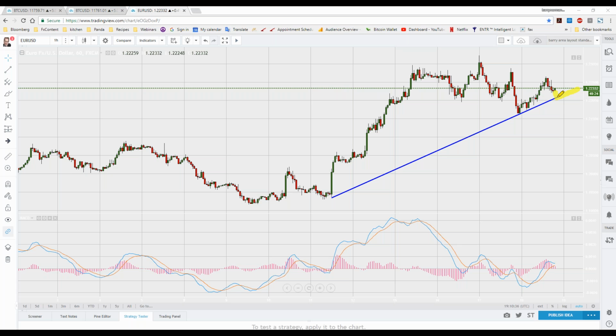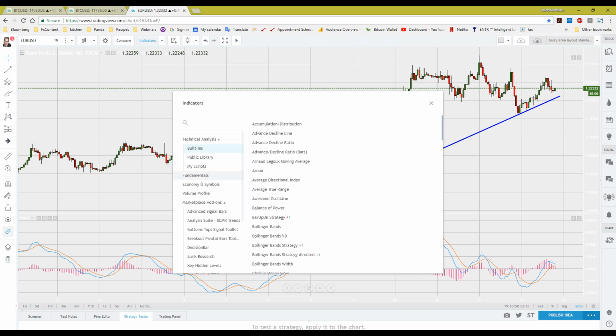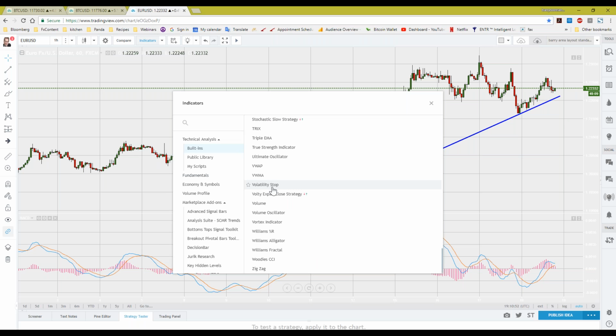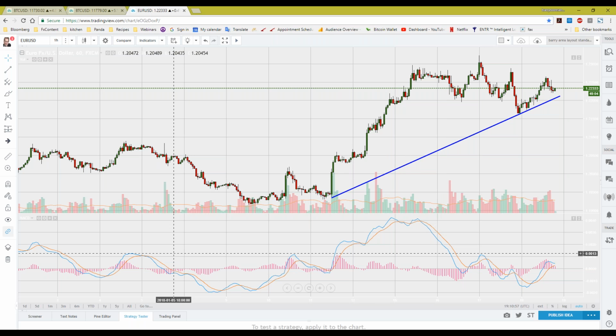Now, if we were to take that simple number here, that simple line here, and add to it something simple called volume, volume tells you how much activity is happening, how many contracts are being exchanged, how many buyers and sellers are entering that market.